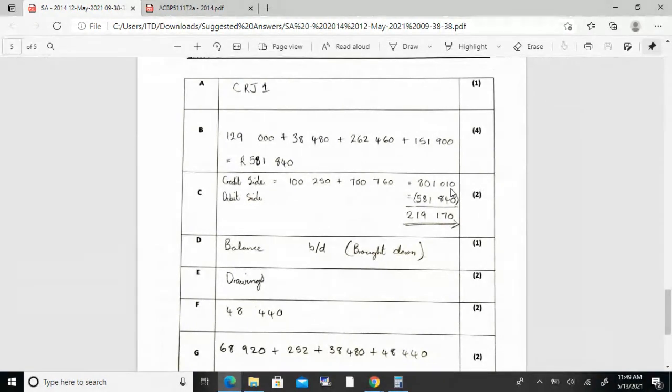801,010 rand. And then on the debit side, we have that 581, which we calculated in the previous section. The difference is obviously then what you have as your balance brought down and your balance carried down. And there you can see that's the amount that you should have.